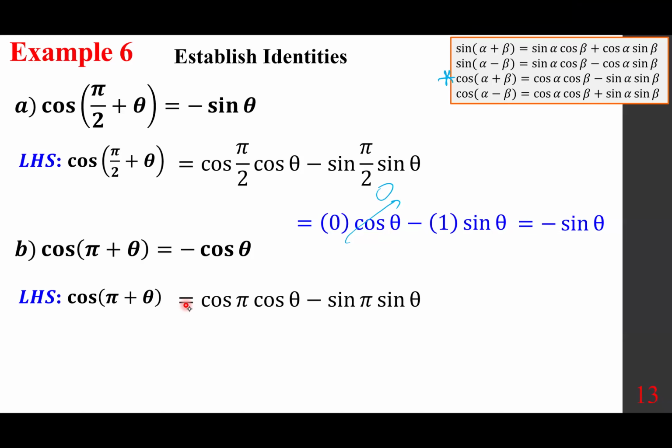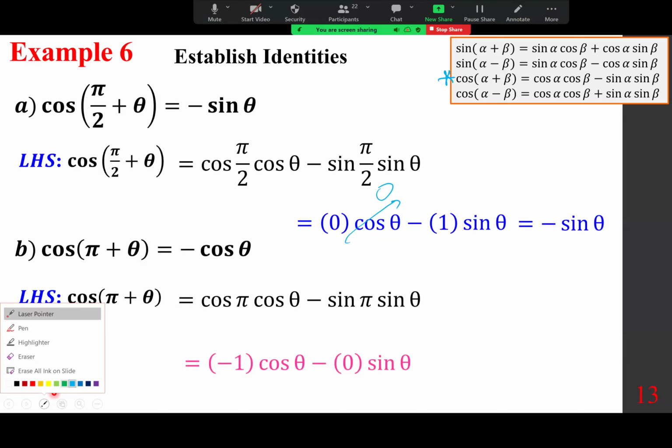What do we know about cosine pi? It's -1. What do we know about sine pi? It's 0. Therefore, this goes to 0. You end up with negative cosine theta, and that's a proof. So one more time. Cosine of pi over 2 plus theta is negative sine theta. Therefore, cosine of pi plus theta is minus cosine theta.